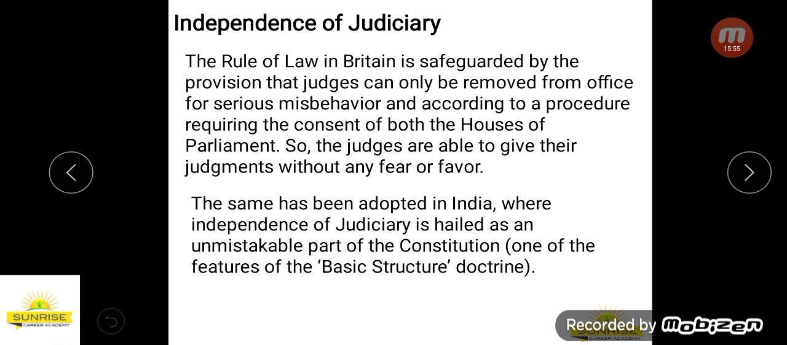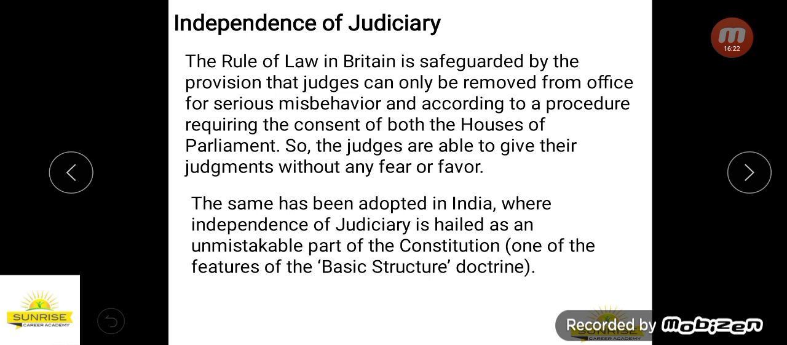Okay, one point is remaining: independence of the judiciary. What is this about? The rule of law in Britain is safeguarded by the provision that judges can only be removed from office for serious misbehavior, and according to a procedure requiring the consent of both Houses of Parliament. So the judges are able to give their judgment without any fear.